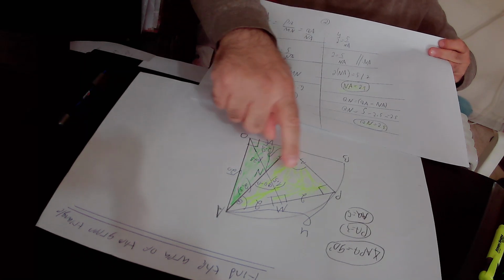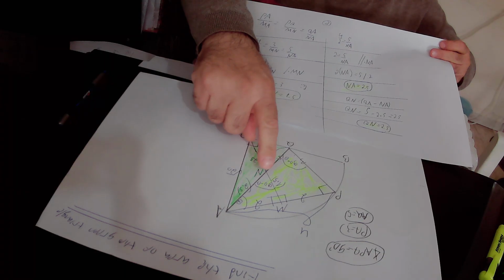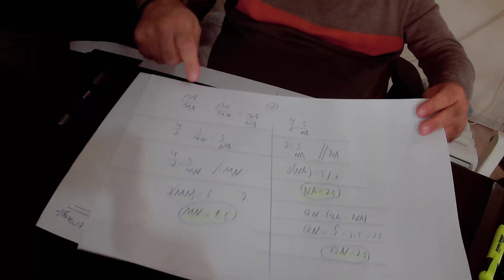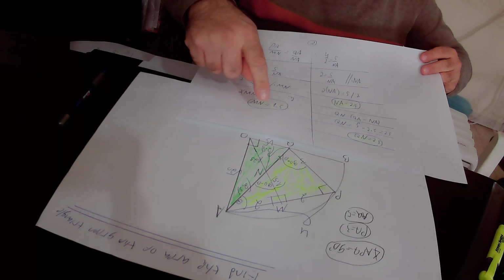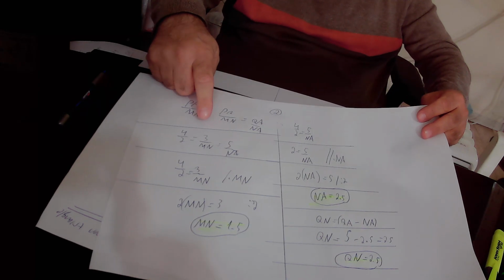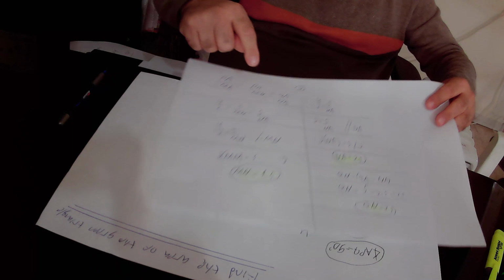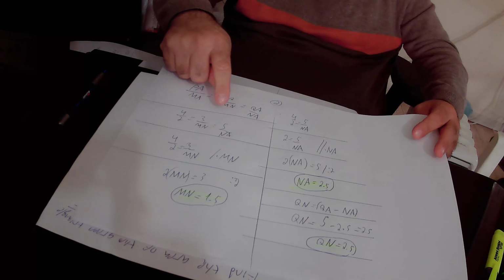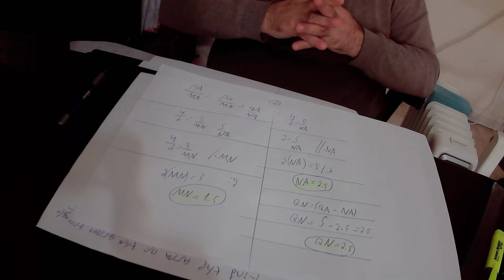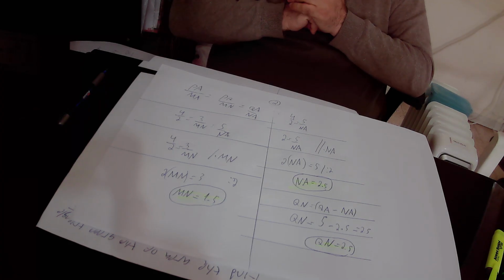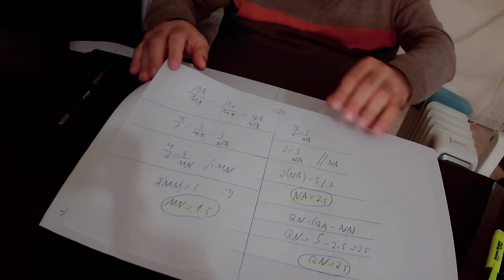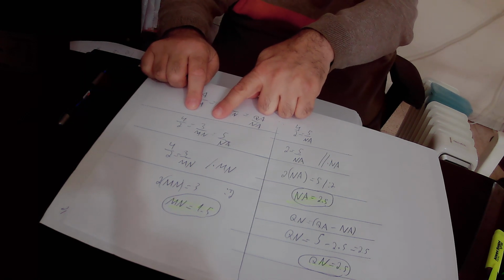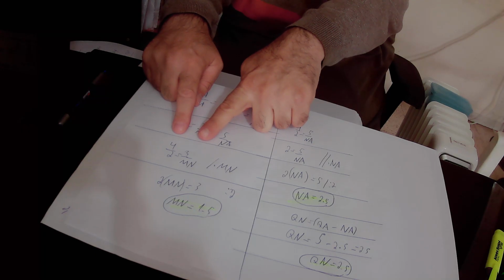PA equals 4. MA equals 2. So PA over MA is 4 over 2. PQ is 3. MN is unknown. QA is 5 over AN. Okay? So from this equation, we will derive that 4 over 2 equals 3 over MN.